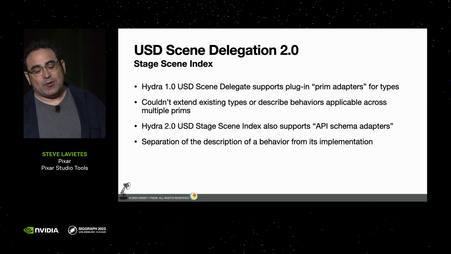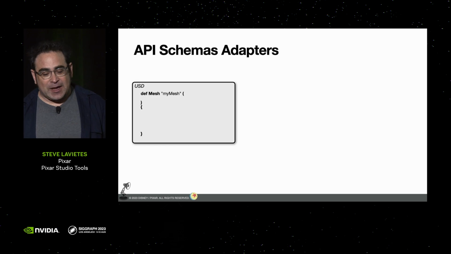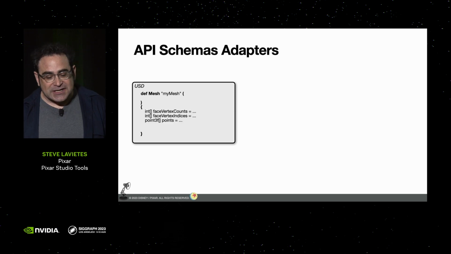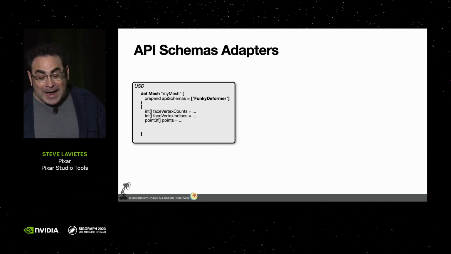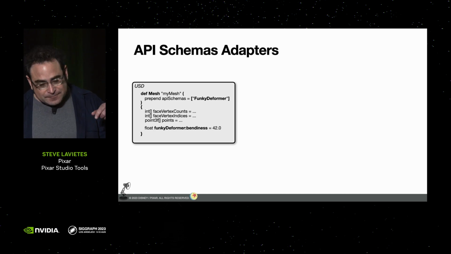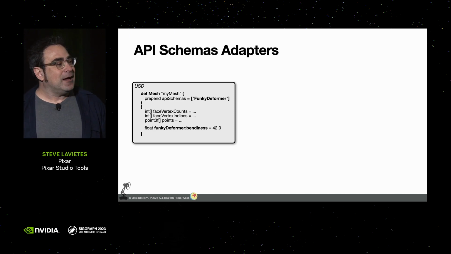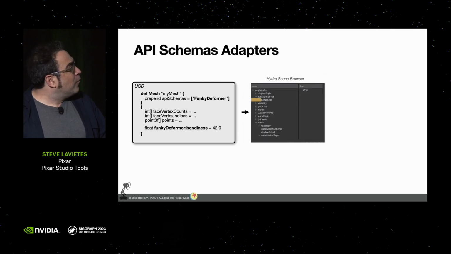This allows for a separation of the description of a behavior from its implementation. So take an API schema in USD. Let's say I have a mesh prim. On my mesh, I would use the USD geom mesh delegate to set its topology and points and everything. But I might want to prepend a funky deformer API schema. Let's say I want to describe some sort of custom deformation that could apply to meshes, it could apply to points. And so I'm going to add that there, and that allows me to put a bendiness property. And with an API schema adapter, I can bring that back over into Hydra.